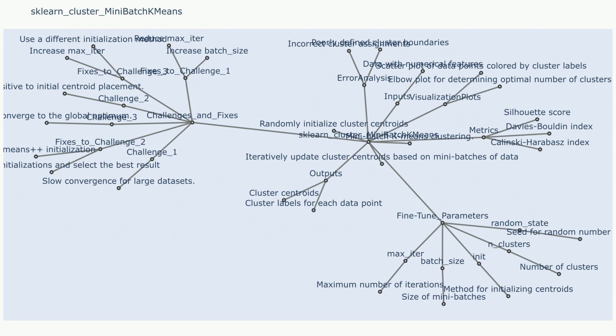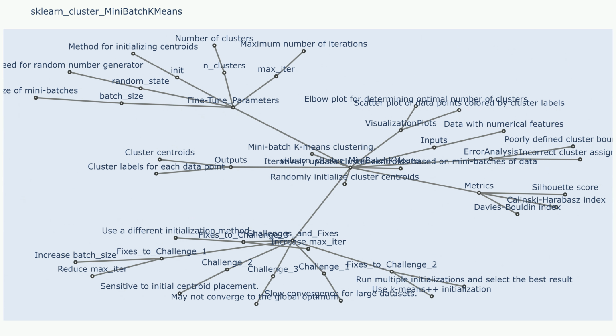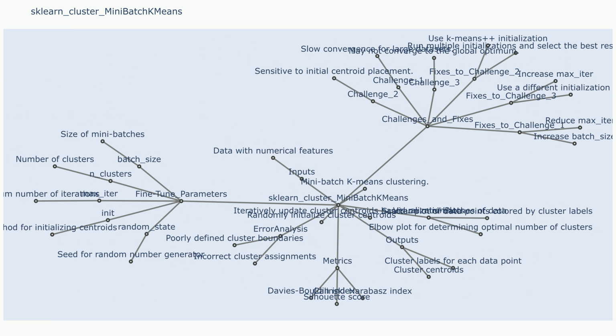Steps: initialization. The algorithm starts by initializing the cluster centroids. Mini batch iteration. The algorithm iterates over mini batches of data points. Centroid update. For each mini batch, the algorithm updates the cluster centroids by moving them closer to the data points in the batch. Convergence. The algorithm stops when it reaches a predefined convergence criterion, such as a maximum number of iterations or a minimum change in the centroids.